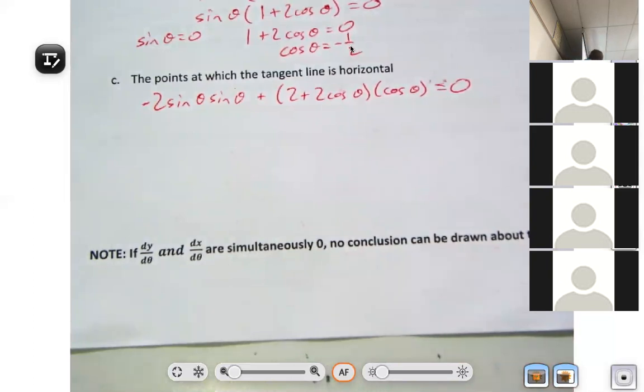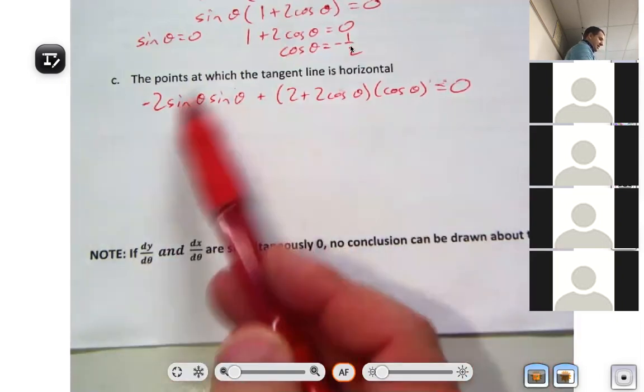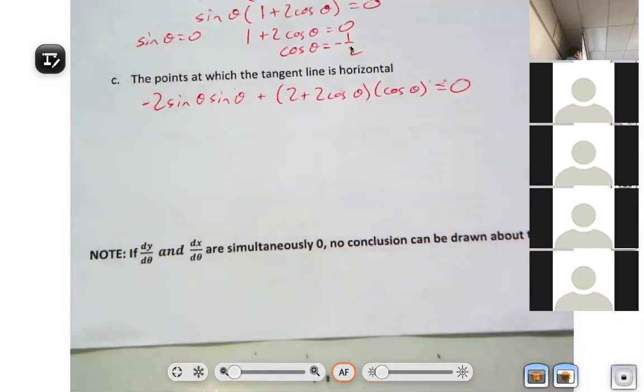So I mentioned on the first one, if you could factor stuff out, factor it out, and then set your factors equal to 0. Well, on this one, there's nothing to factor out. The first term has sines in it. The second one has cosines in it. So here's the second way you solve trig equations, is actually multiply your stuff out. So we're going to start there.